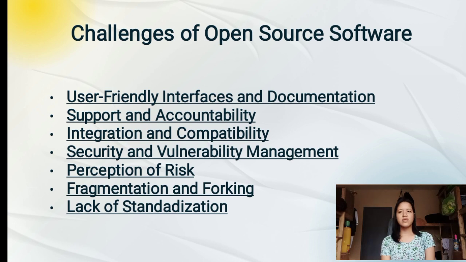Lastly, lack of standardization is also one of the challenges of open source software. The absence of strict control in open source projects may result in different implementations and approaches to solving similar problems. This lack of standardization can sometimes make it challenging for users to choose the best fit solution or integrate different open source components seamlessly.